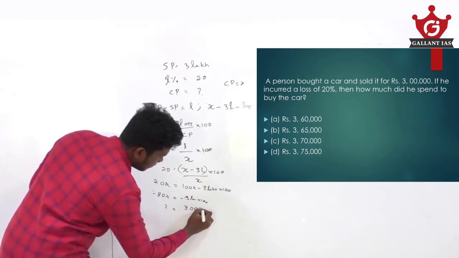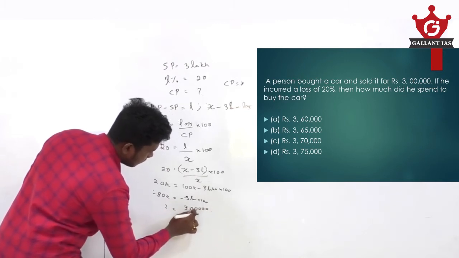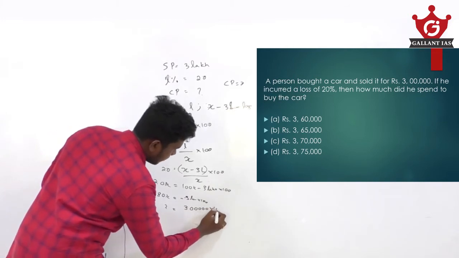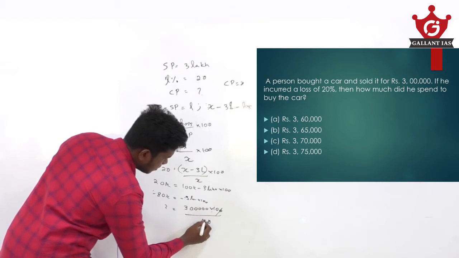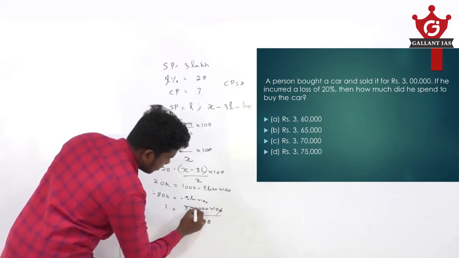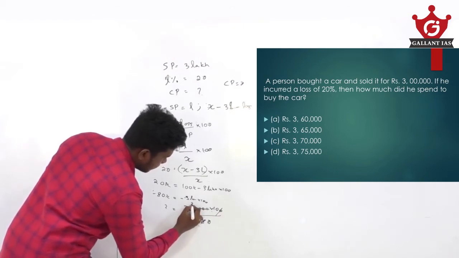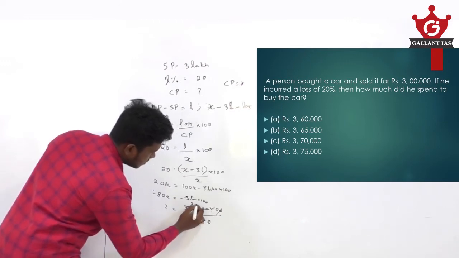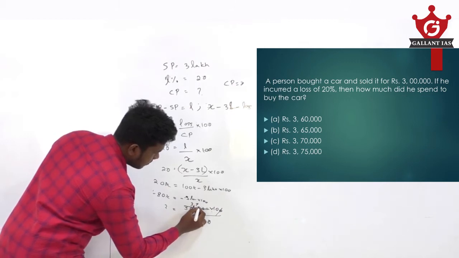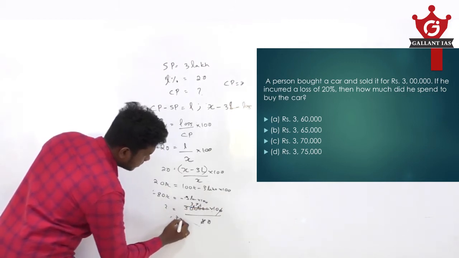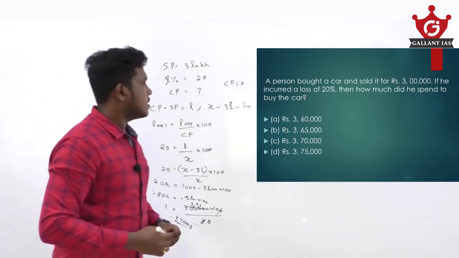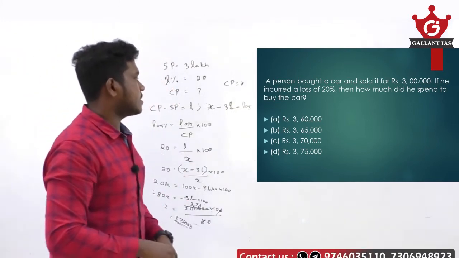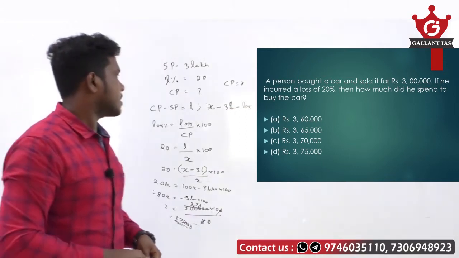The zeros get cancelled. 8 threes are 24, and 8 sevens are 56. Yes, that is 3,75,000. So our answer is 3,75,000. That is option D.